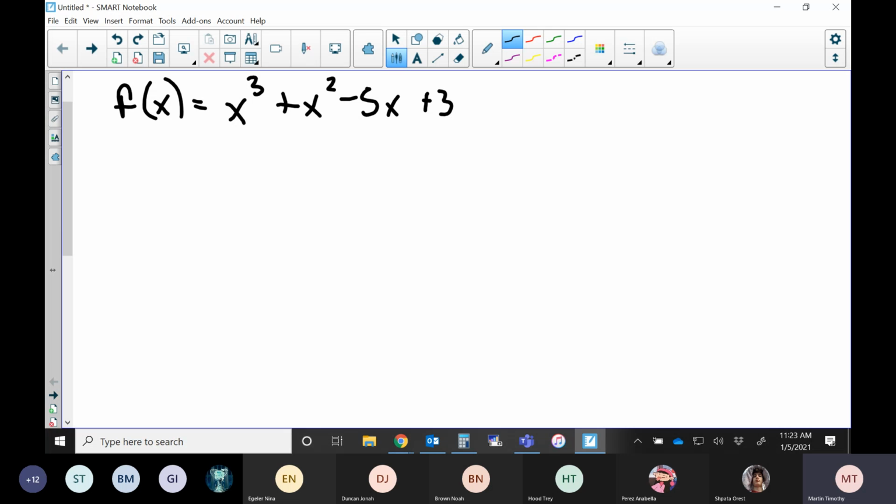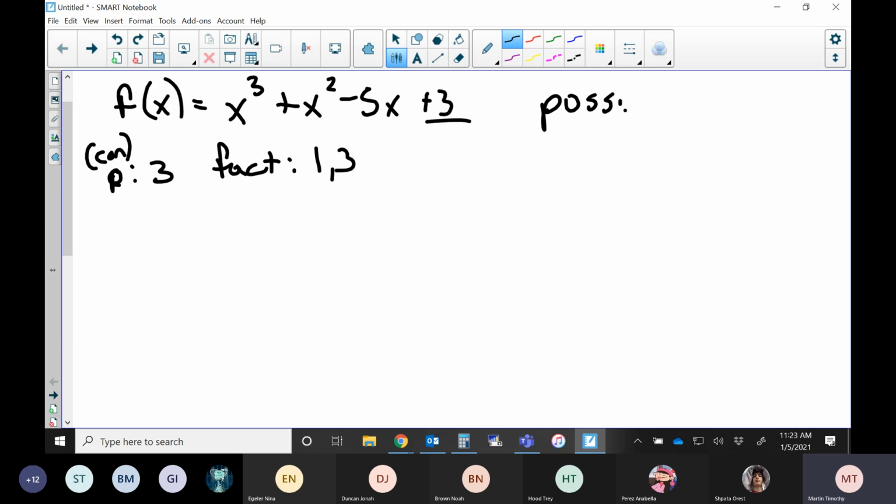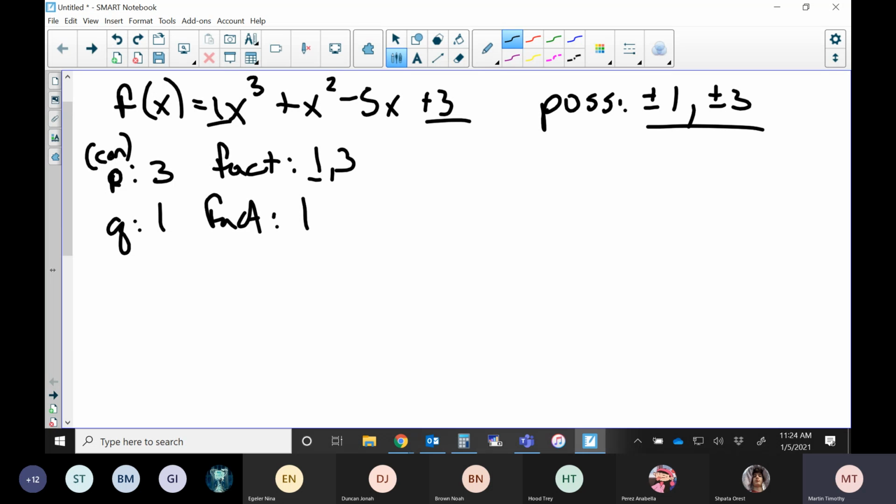All right, so my possibles, well, this one should be fairly easy because my constant, or my p, is 3. It's right here. And the factors of that are 1 and 3. That's it. And then my q, which is my leading coefficient, is 1. So the factors of that are 1. So the possibles are just plus or minus 1 over 1 is 1, and then 3 over 1 is just 3. So my possible list is really short. It's very nice. So that's the answer to the first part of the question.